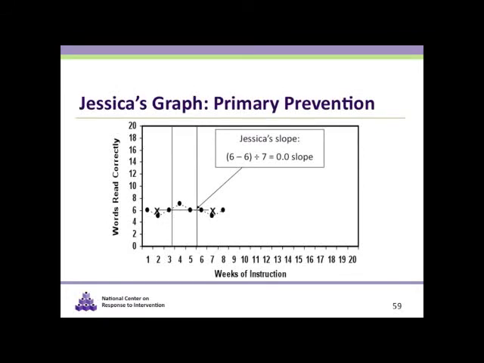Look at Jessica's graph for primary prevention. Jessica is also a first grade student who was suspected of being at risk for reading difficulties after scoring below the CBM Word Identification Fluency Screening cutoff point in September. After collecting 8 data points on a weekly basis, it looks like Jessica's scores on the number of words read correctly are not increasing. Jessica's slope is 6 minus 6 divided by 7, which equals 0. Her slope is not above the first grade cutoff of 1.8. Jessica needs secondary prevention at this time.